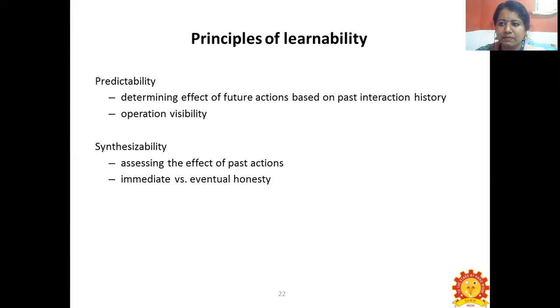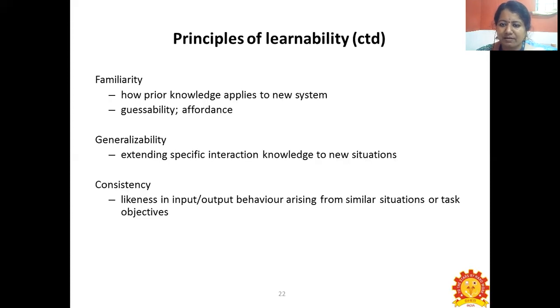The next principle of learnability is the familiarity. So we are going to identify how clear the knowledge appears to the new system. Next, the guessability and the affordance. Next, the fourth principle of learnability is the generalizability. Here we'll be extending the specific interaction knowledge to new situations. The last one is the consistency, the likeness in the input-output behavior arising from similar situations.